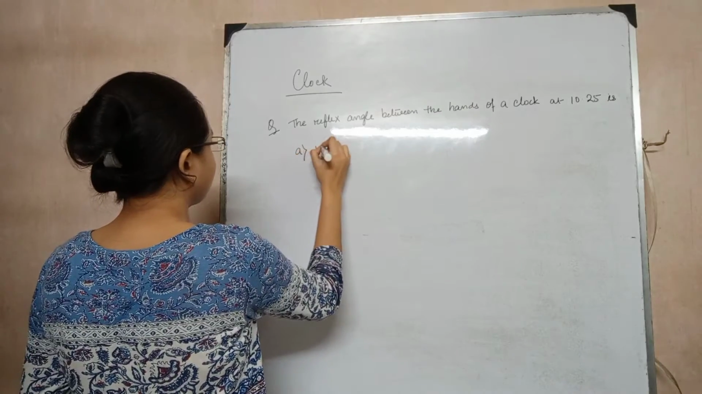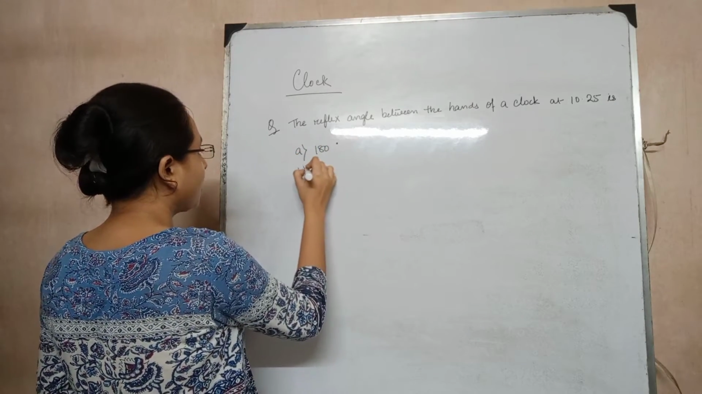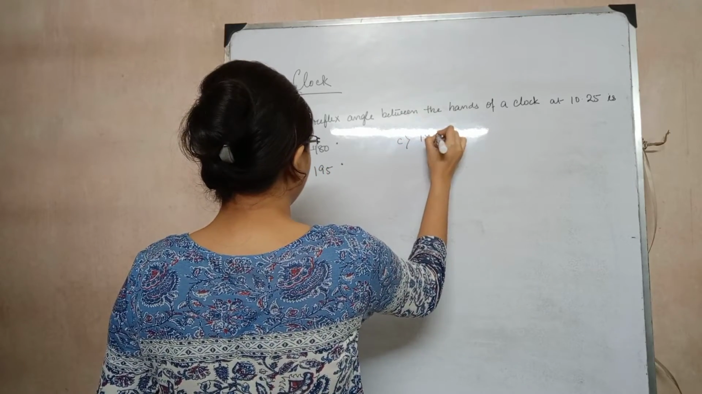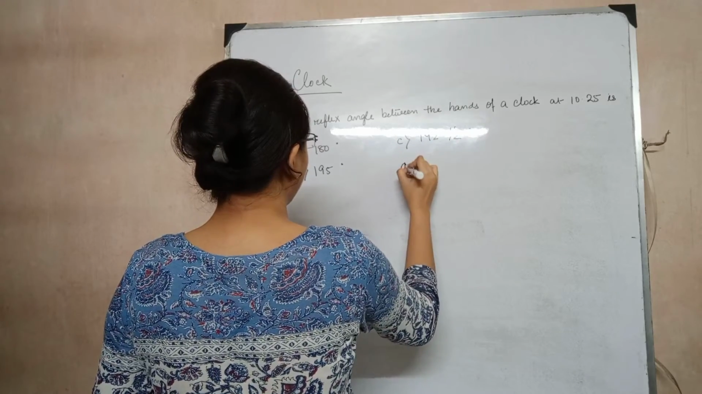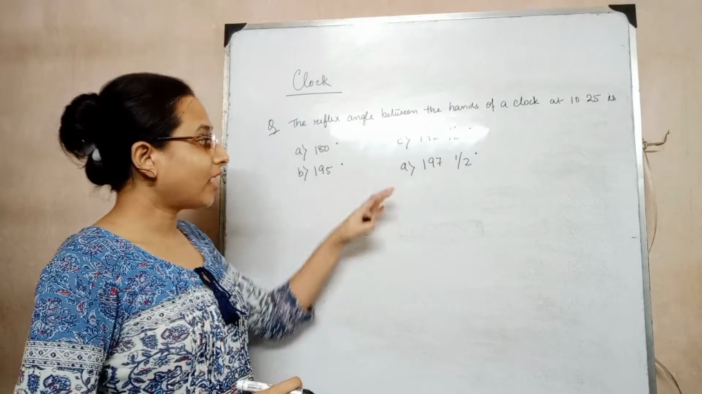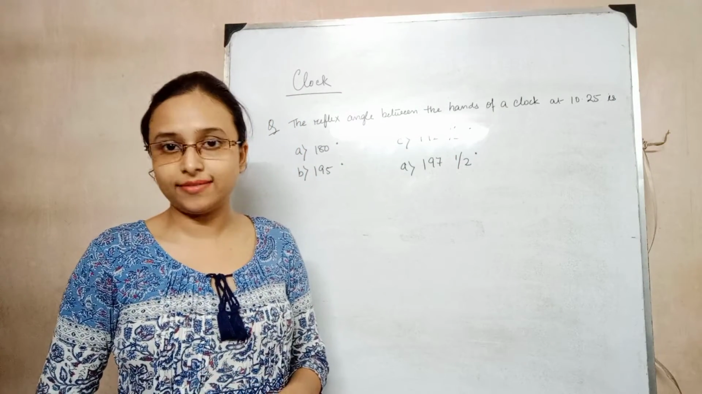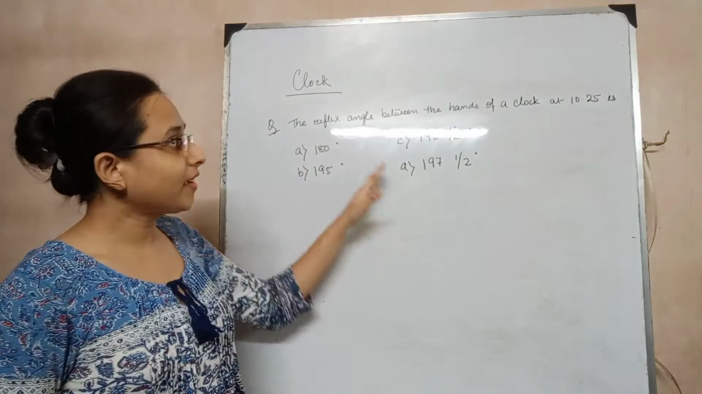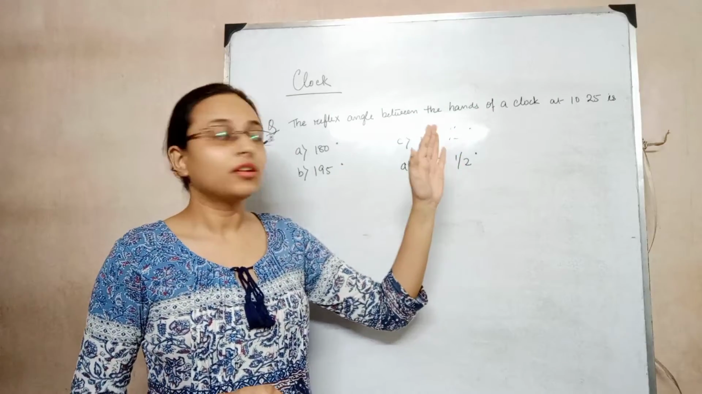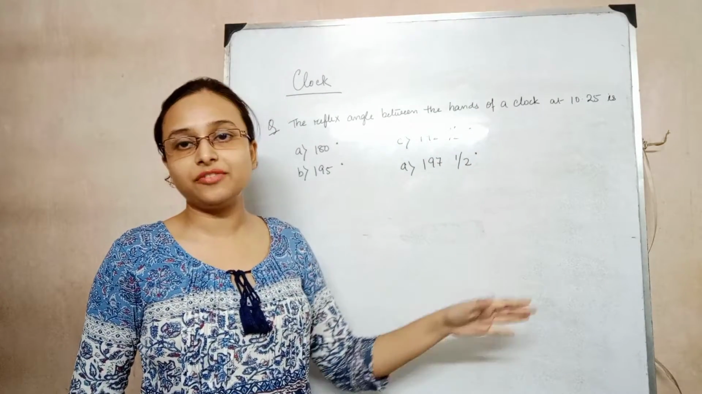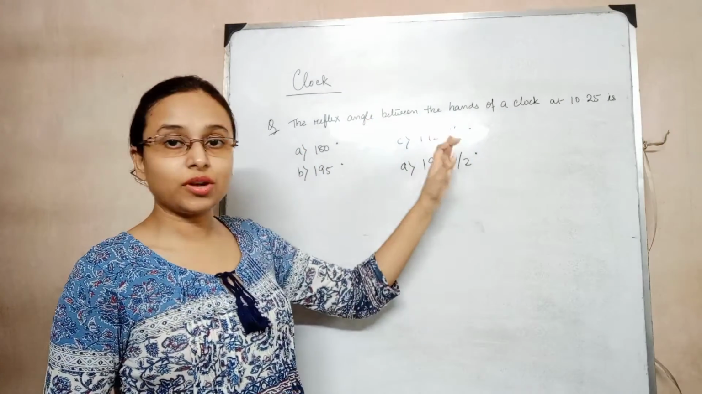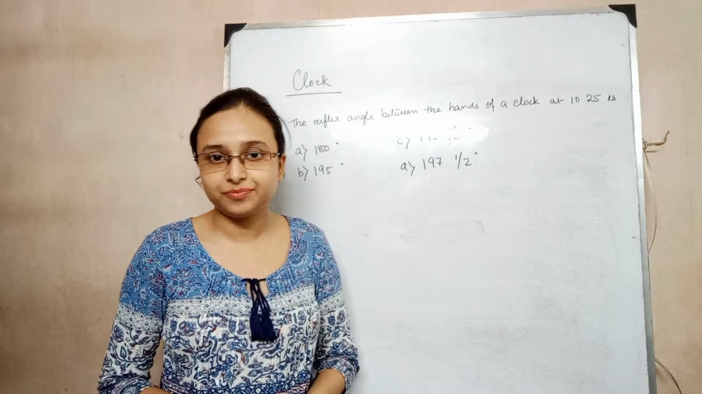The first option is 180 degree. Second option is 195 degree. Third option is 192.5 degree. And the fourth option is 197.5 degree. These are the 4 options that are provided to us. I'll read it out again. The reflex angle between the hands of a clock at 10:25 is 180 degree, 195 degree, 192.5 and 197.5.